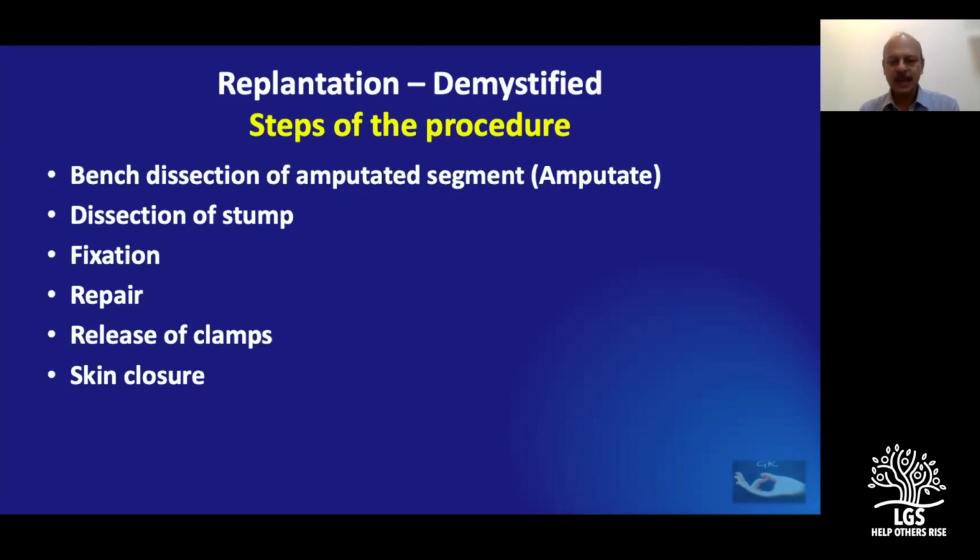By that we mean that the amputated part is dissected and kept ready so that it can be fixed to the stump. Second is the dissection of the stump. Once the amputated part is ready and all the structures are tagged, we then dissect the stump. Then we need to do a fixation. By fixation, we mean fixing the bone together, repairing the extensor tendons, repairing the flexor tendons, doing the nerves, doing the vessels, all that. Then comes the important step of releasing the clamps. And lastly, skin closure. We'll see each of these steps in detail.